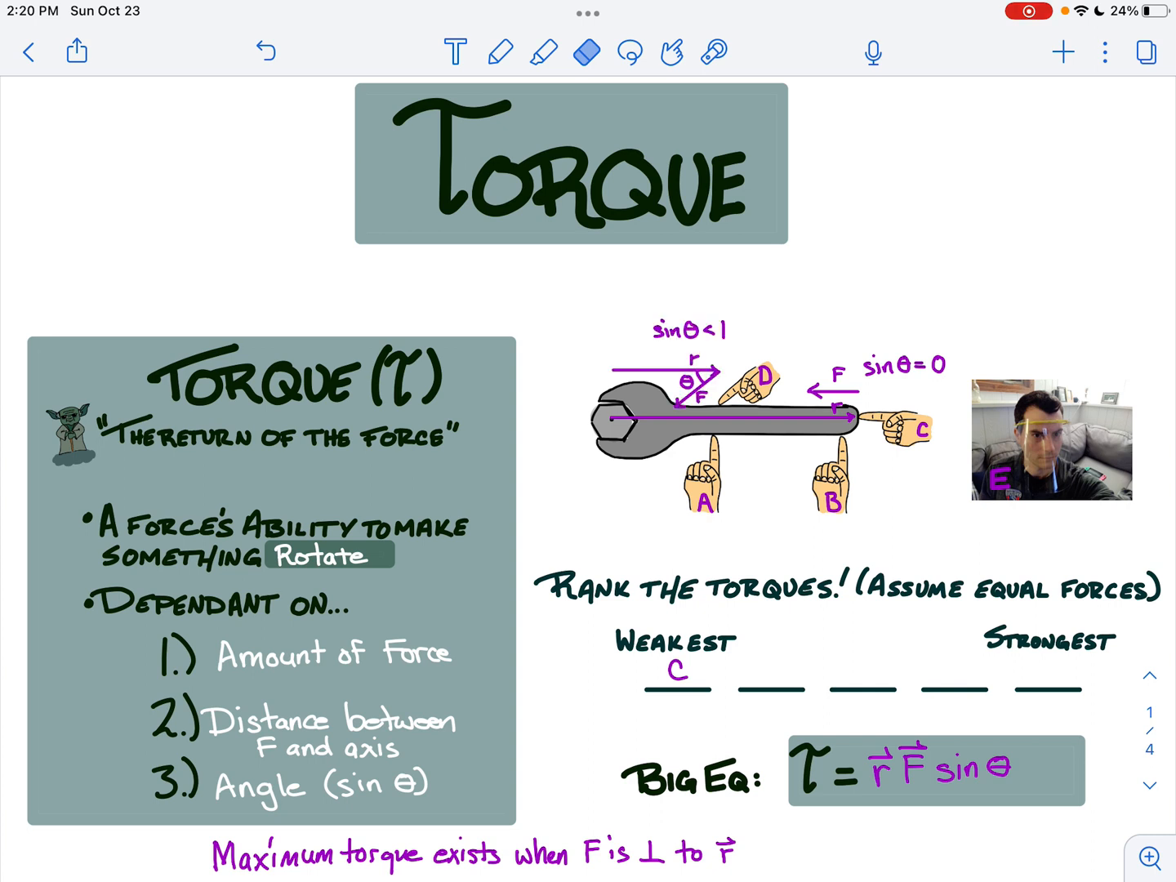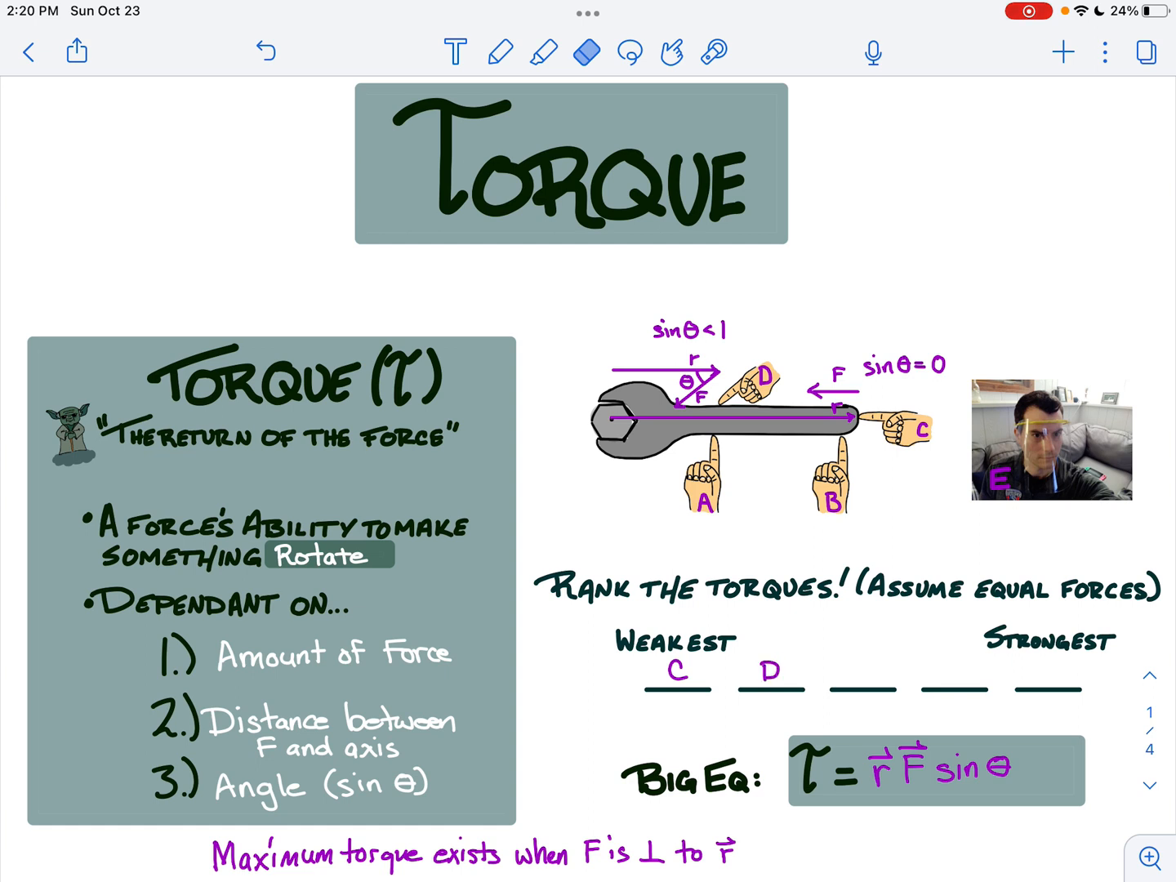Next is D. D is going to give a small torque for 2 reasons. One, the finger is close to the axis, and farther means more, so closer means less. But also the angle in D is not a right angle, and anything less than a right angle gives you less than the maximal torque.